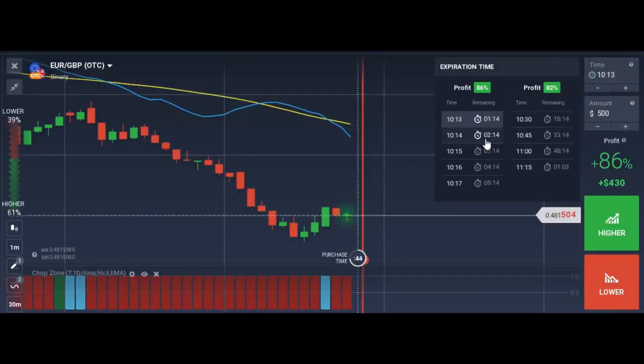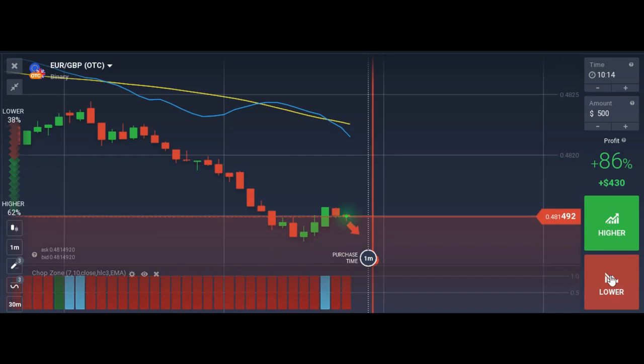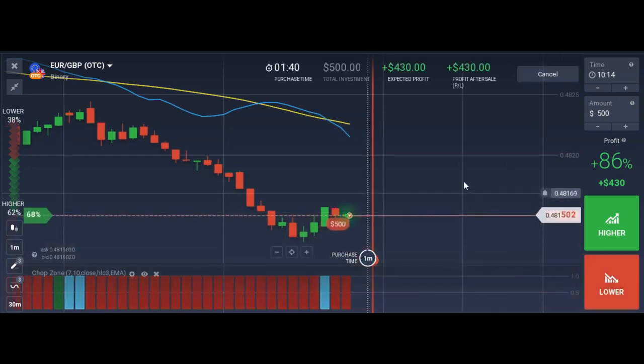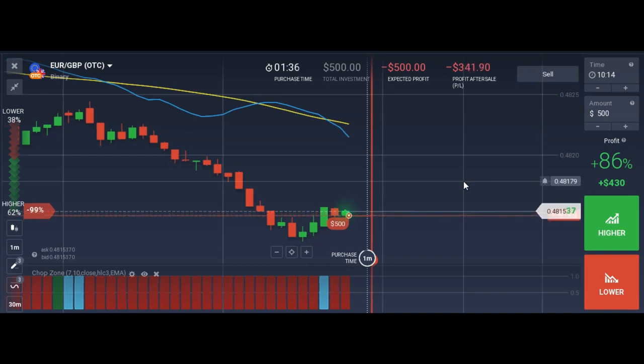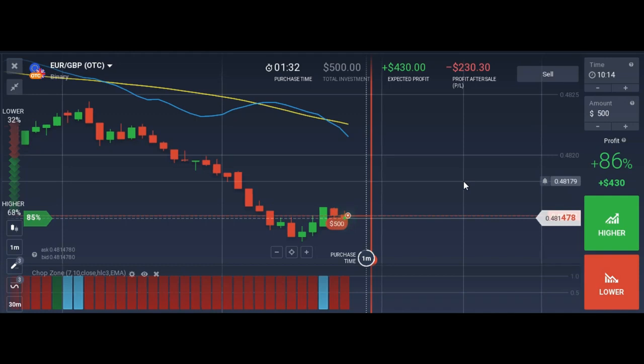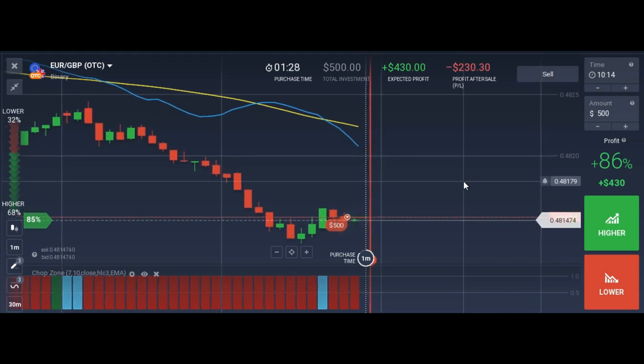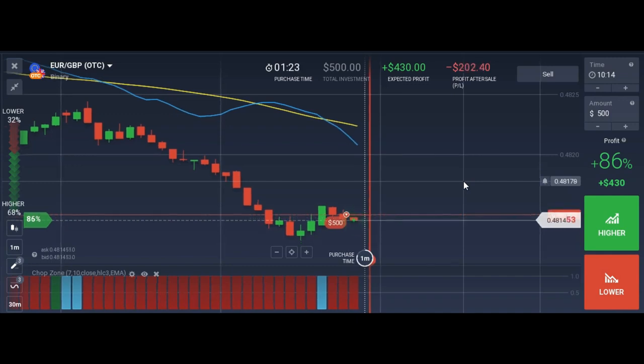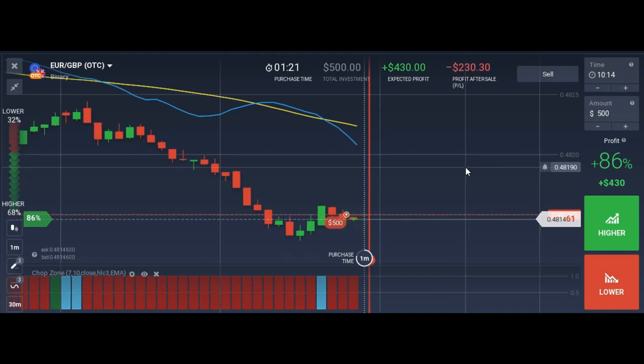Sell. Here I make a sell. Look how the chop zone indicator tells us that there is a totally bearish trend. But the bars that interest me are the last ones, which are red. So they tell me that I have to sell.